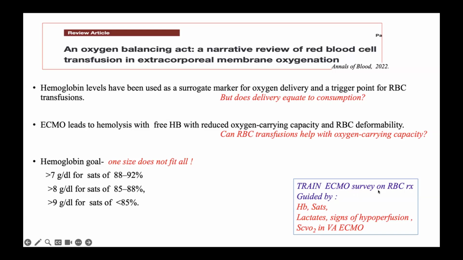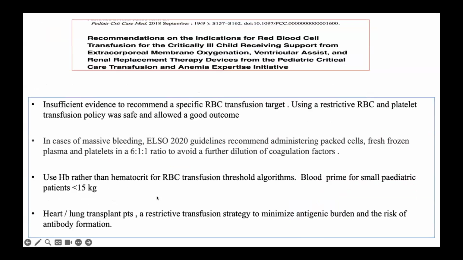And this is the TRAIN ECMO survey on RBC transfusion. One should be guided by your hemoglobin saturations, your lactates, signs of hypoperfusion, and SCVO2 in VV ECMO. So if these numbers are all good, then you don't have to give RBC transfusion just to chase a hemoglobin number.